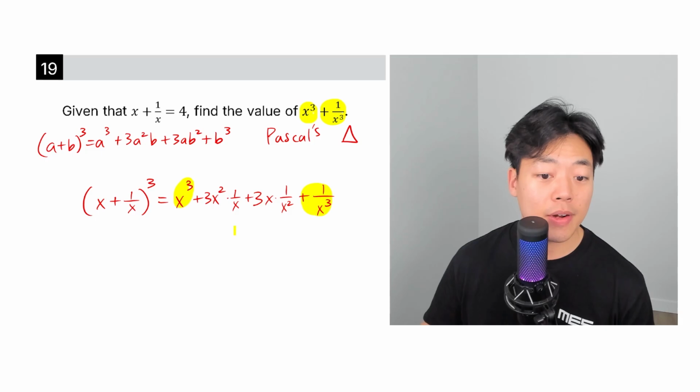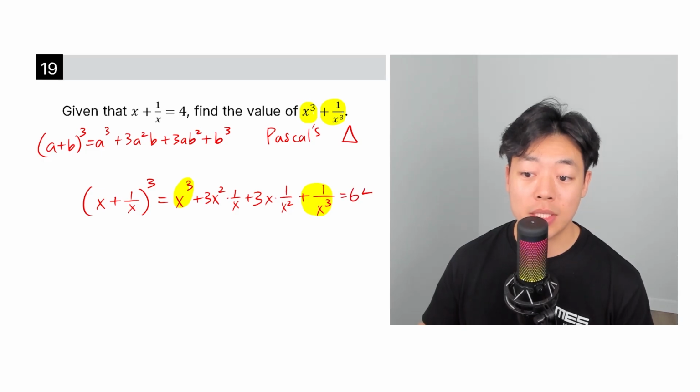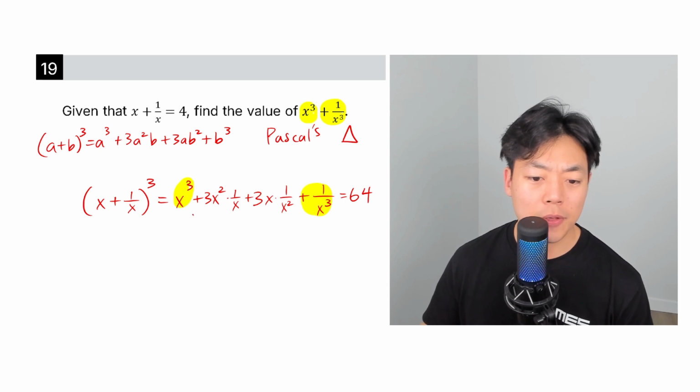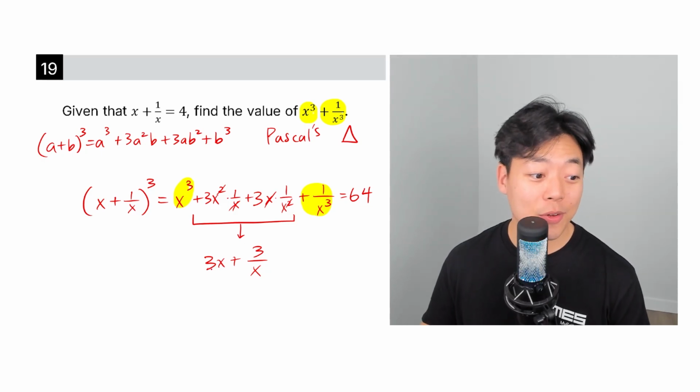So we just need to figure out what this middle portion is. Now we know all of this is going to equal 64 because 4 cubed is 64. Let's figure this out in the middle. Let's isolate this and see what we get. X squared divided by x is just x. X and one of these x's cancel out. Guess what? We have a common factor of 3 here.